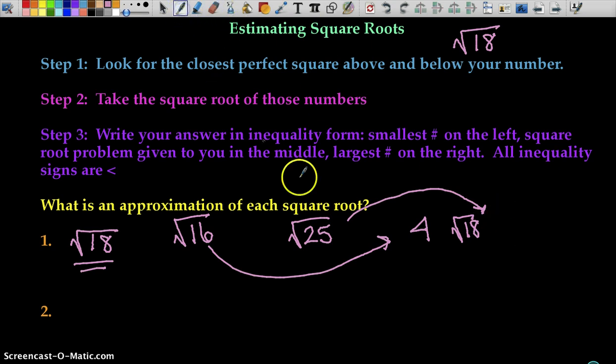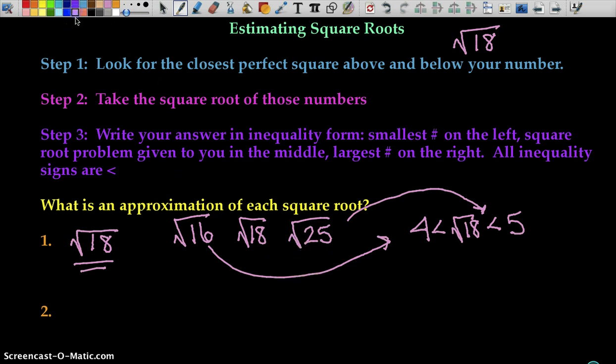Then we are going to use our inequality sign, and it will always be pointing to the left like this. So what this is saying is that the square root of 18 is smaller than 5, but it is bigger than 4. So that's how you would estimate. And since 18 is closer to 16, the square root of 18 will be more like 4.1, 4.2, somewhere around there. If it was closer to 25, then it would be 4.8, 4.9, something closer.